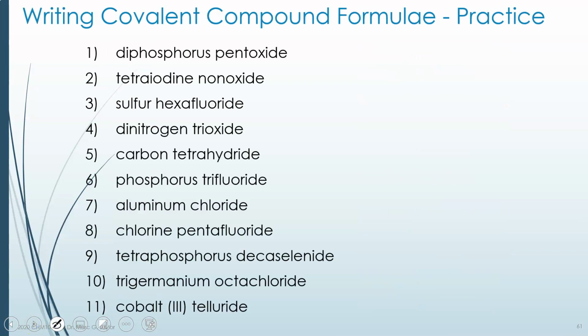Now here's the other way around, and this is probably the easiest nomenclature you've got, because you're literally told how many of this atom, how many of this atom, and there's your answer. Diphosphorus, oh, two P's and 5 O's. Okay, P2O5. Tetraiodine nonoxide, we actually showed this before. 4 iodines, 9 oxygens. Sulfur hexafluoride, 1 sulfur, 6 fluorines.